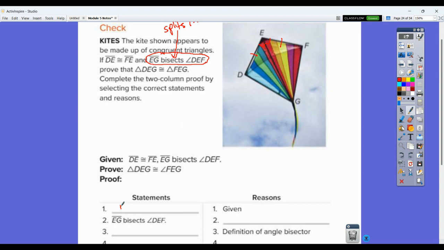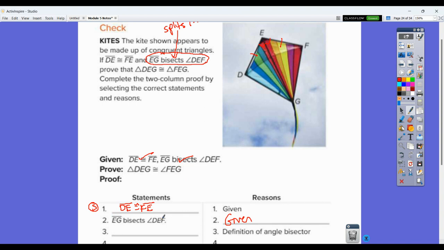So we have a given statement, just simply that DE is congruent to FE. Make sure you watch your notation and you're using correct notation. Now, on the side over here, so we've stated this given statement, I'm going to put a little S. The reason I'm doing that is that represents that I have now stated a set of sides in the triangle that are congruent to each other. So I'm going to mark that. Then I state EG bisects angle DEF, which is also a given statement.